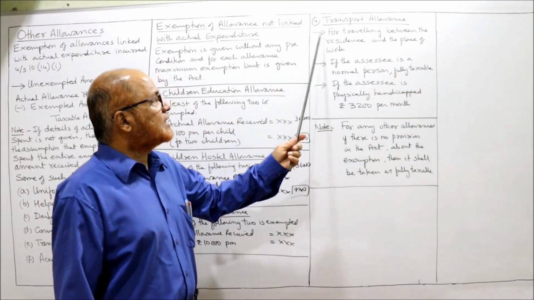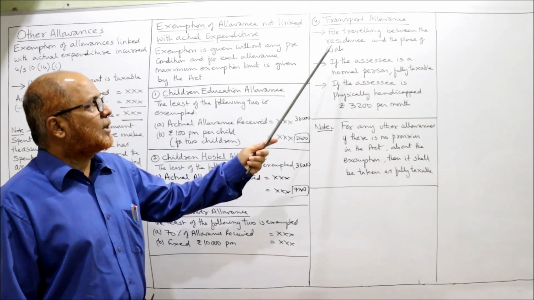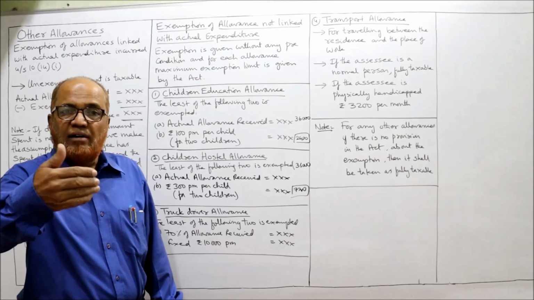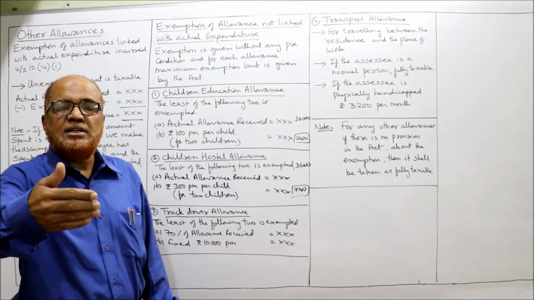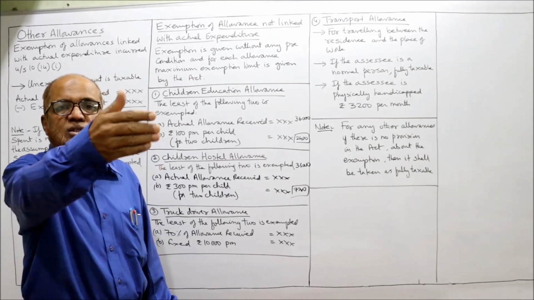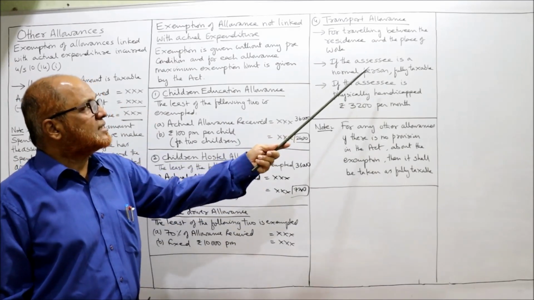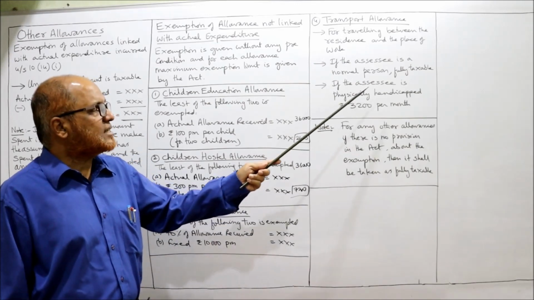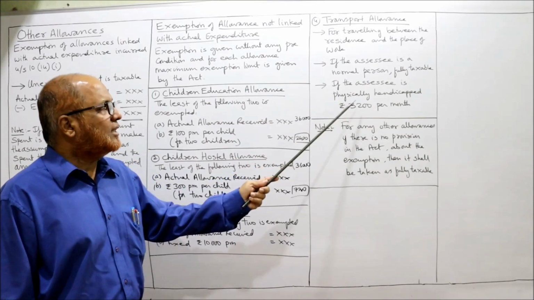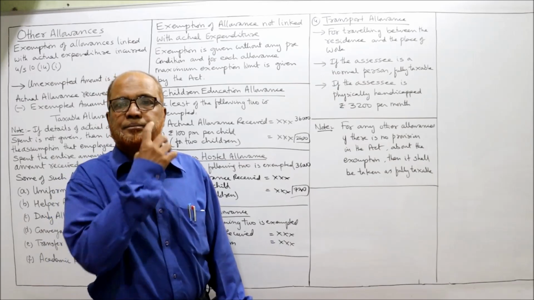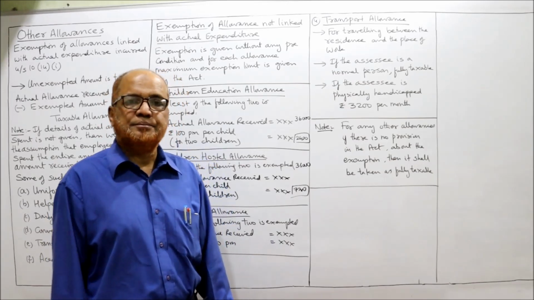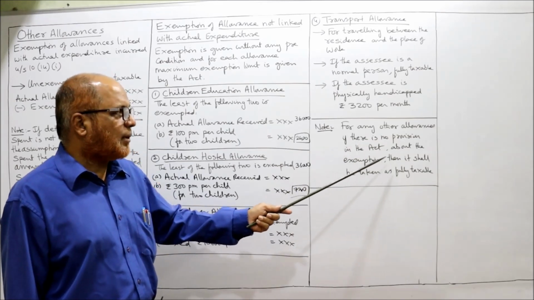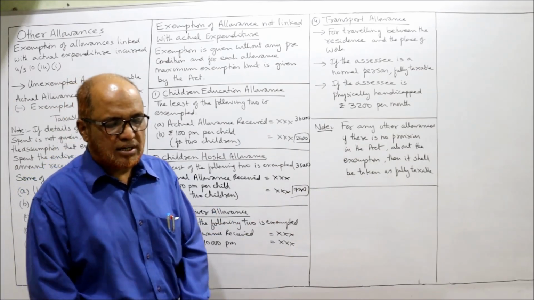Now, next one is transport allowance, for traveling between the residence and the place of work. Transport allowance is given by the employer for meeting the expenditure for going from the residence to the place of work. If the assessee is a normal person, fully taxable. If the assessee is physically handicapped, then 3,200 per month. For any other allowance, if there is no provision in the Act about the exemption, then it shall be taken as taxable allowance.